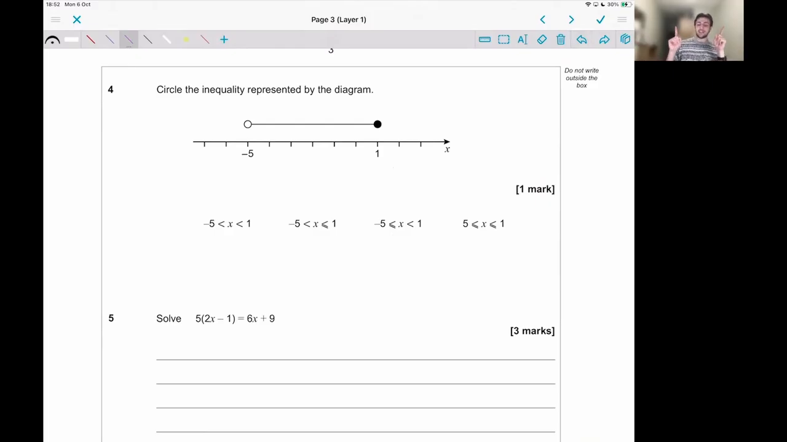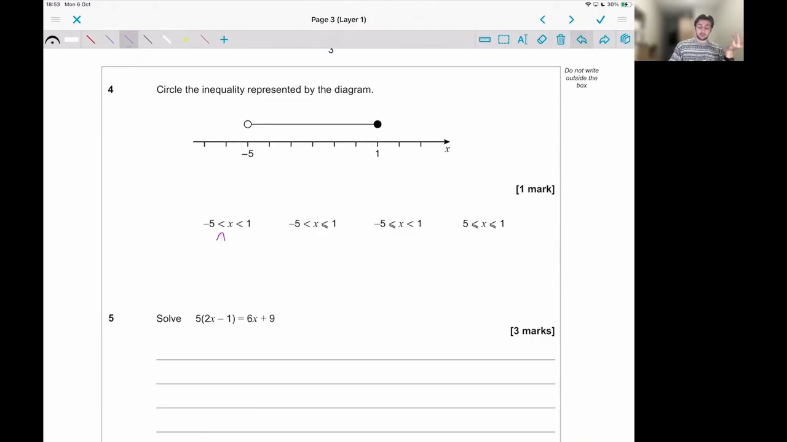But now this is the bit that they're actually asking us. What do the filled in and not filled in circles mean? When the circle is filled in, that means you include 1. X could be 1. When it's not filled in, we're excluding -5. So x can't be -5, but it could be 1. Now, this is a strict inequality on -5. It can't be equal to -5, but it's also strict inequality on 1. So it can't be 1 either.